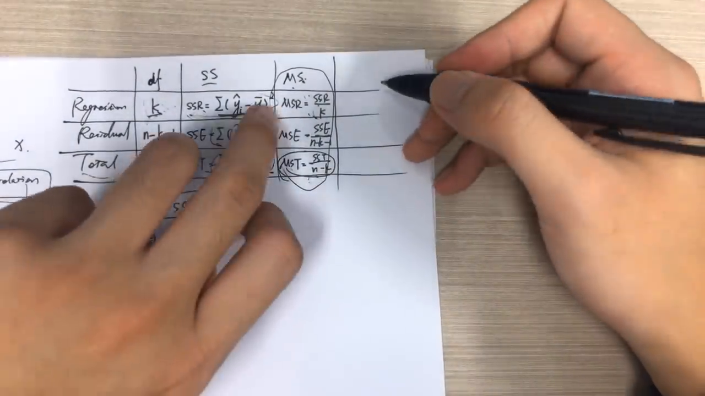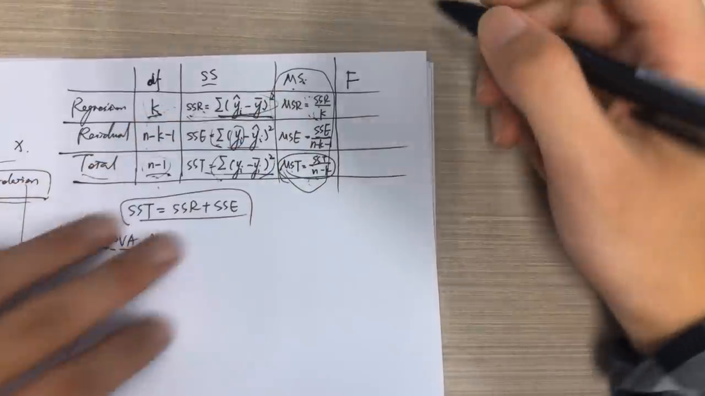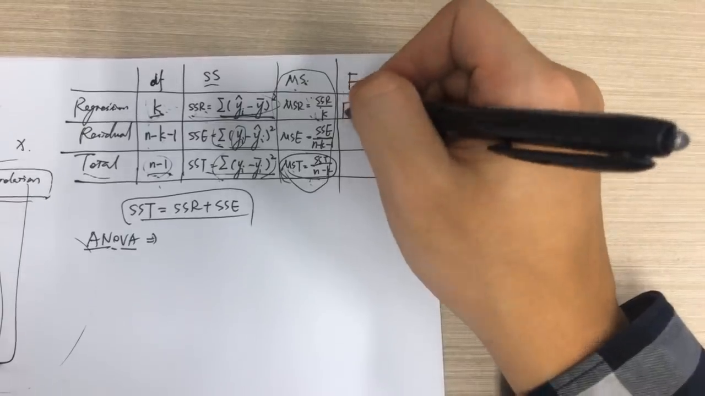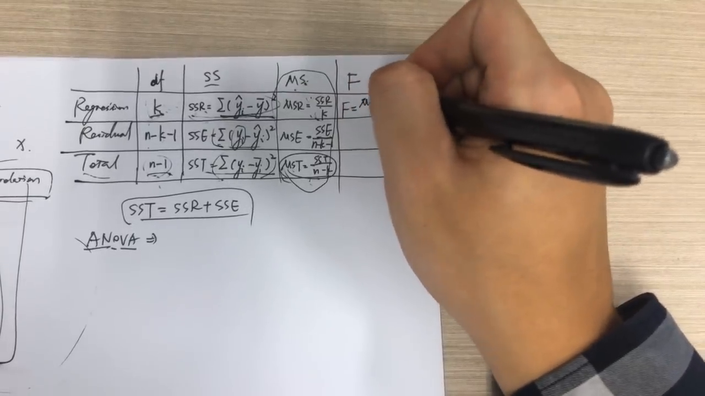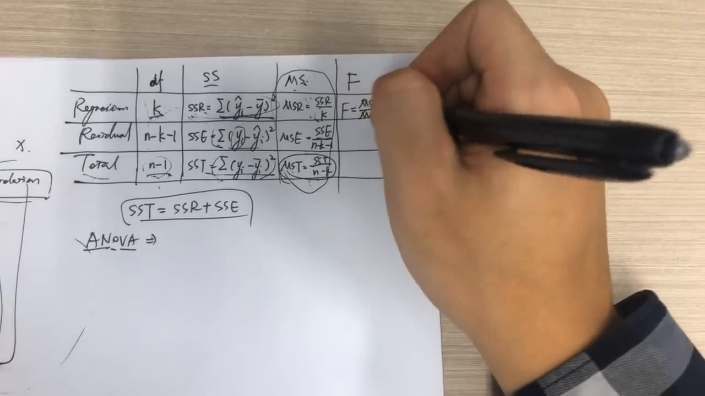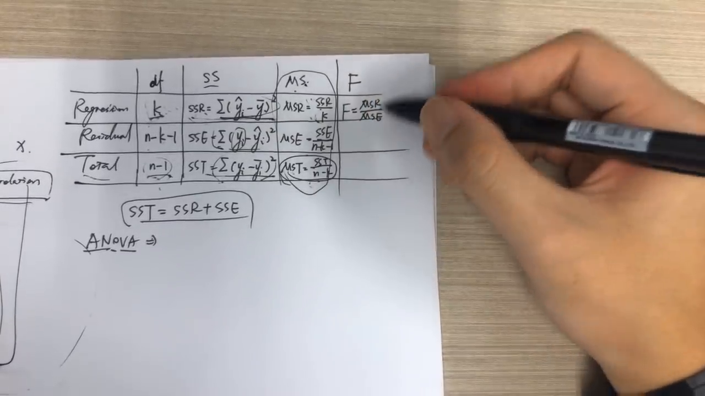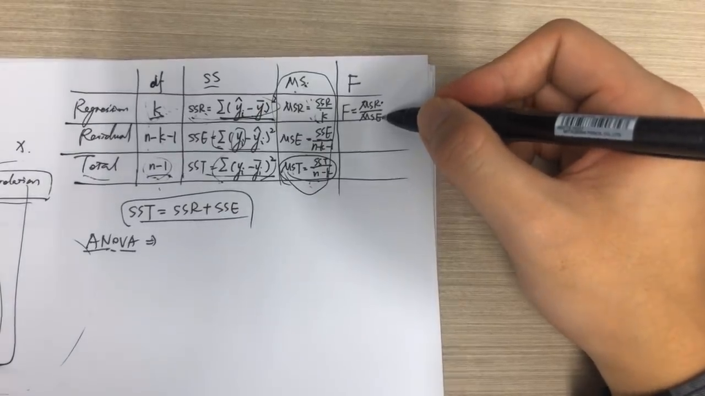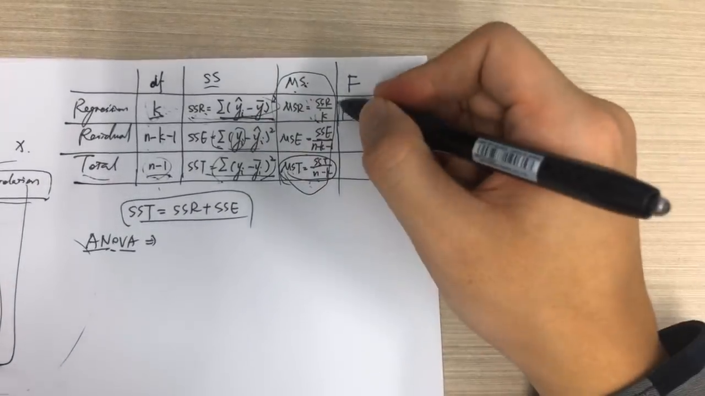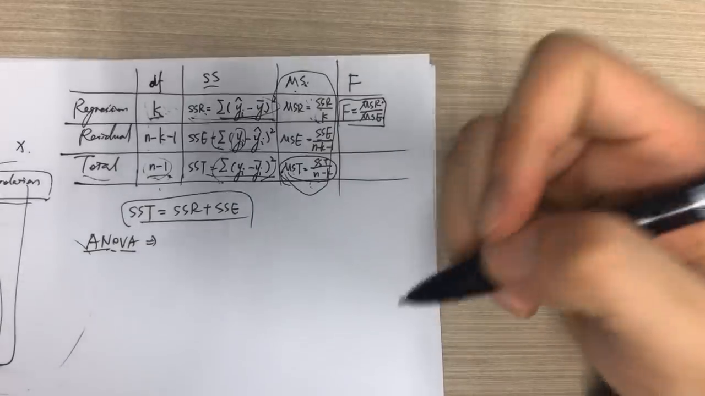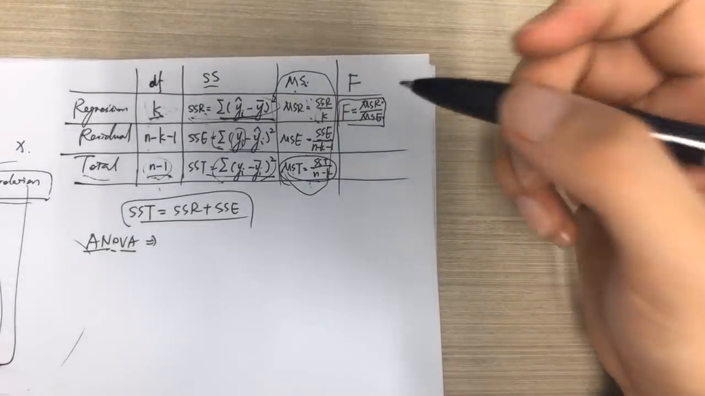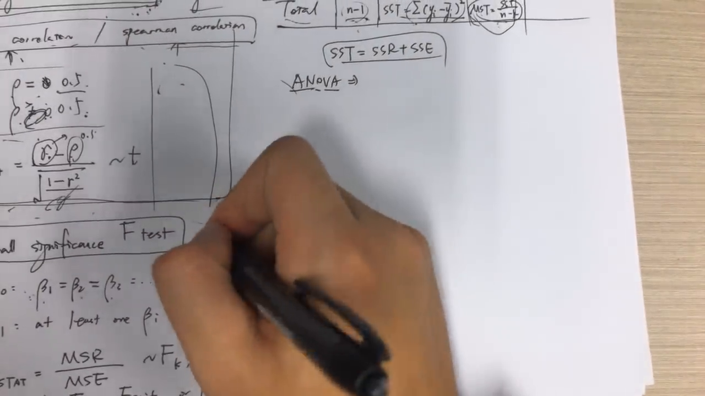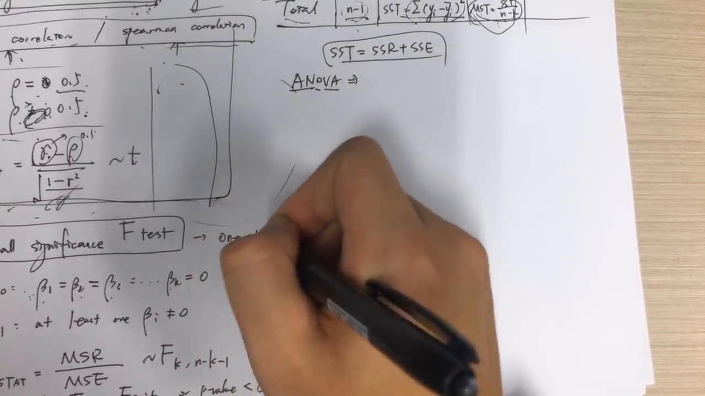Once we know the mean squares, the F statistic is very easy to calculate. F is calculated by MSR divided by MSE, because we want to see if MSR is significantly larger than MSE. Therefore, we expect a large F value. So it's a one-tailed test. The overall significance F test is a one-tailed test.